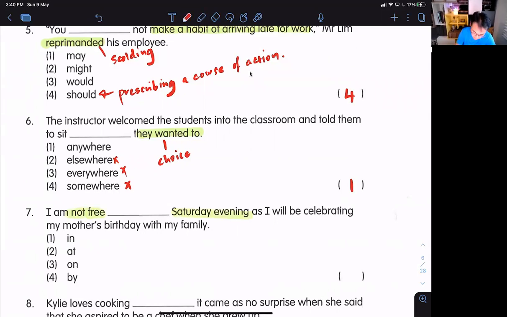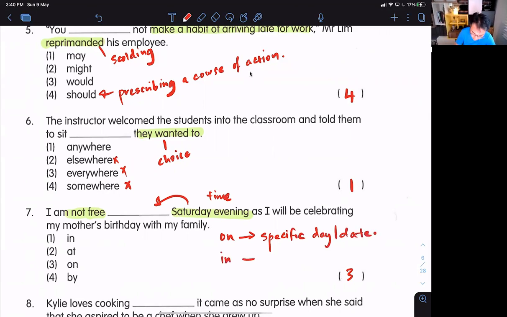Next, question number 7, I am not free on Saturday evening. So this is a time, therefore the preposition to link not free to Saturday evening is on, because on is used for a specific day or date, okay?